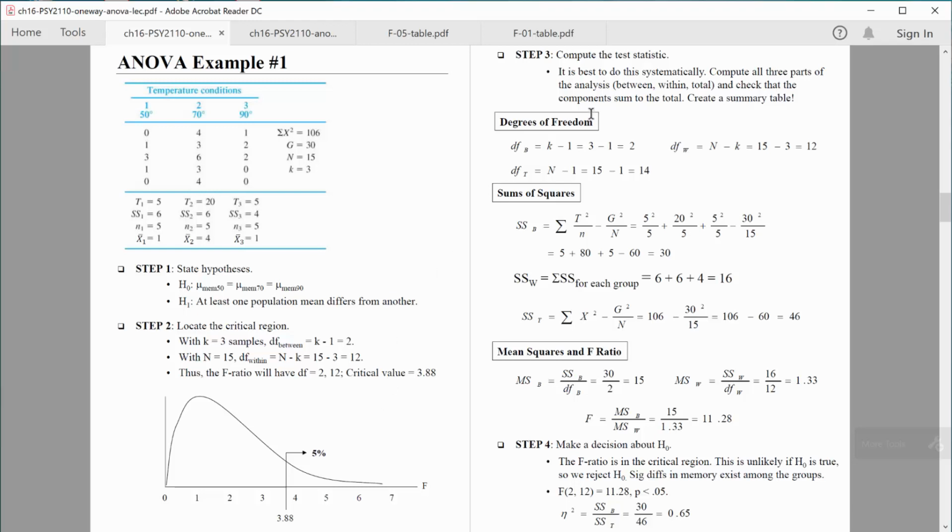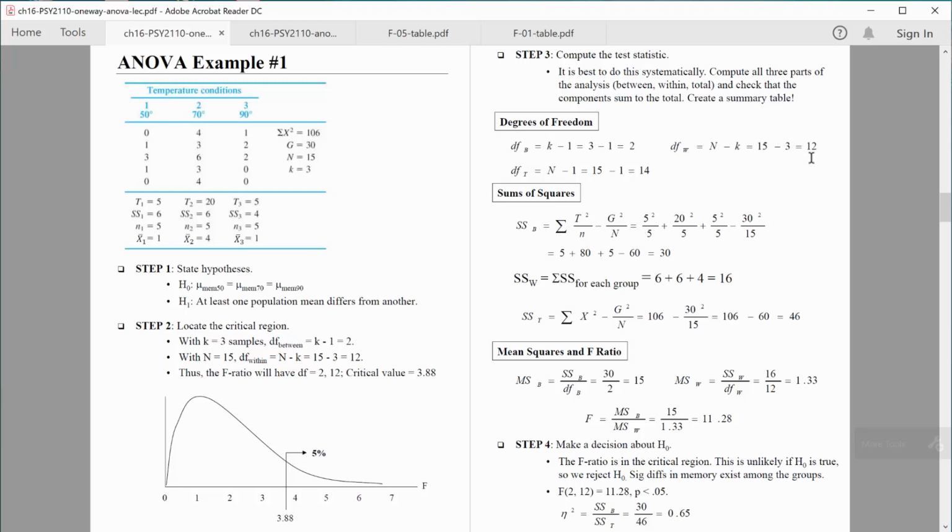So we've got a little bit of room over here in step three to compute degrees of freedom. I've got degrees of freedom between right here. Remember, degrees of freedom between equals k minus 1. That's the number of groups minus 1. We clearly have three groups here, so 3 minus 1 equals 2. So we have 2 degrees of freedom between groups. Degrees of freedom within groups is based on the number of people overall minus the number of groups. Remember, the number of people overall right here is 15 people. So in this case, 15 people minus 3 groups equals 12 degrees of freedom within.